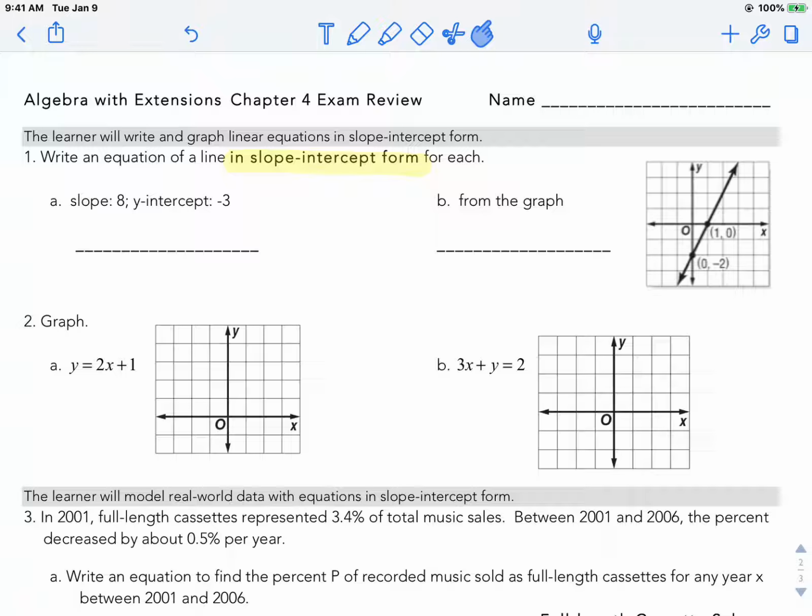In number 1, I think you're going to have an easy time getting A because they provide the slope and the y-intercept. Since they want it in y equals mx plus b form, you want to think about which value they provide as the slope and which is the y-intercept.